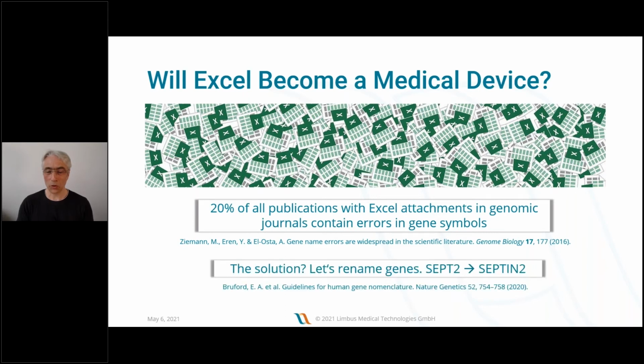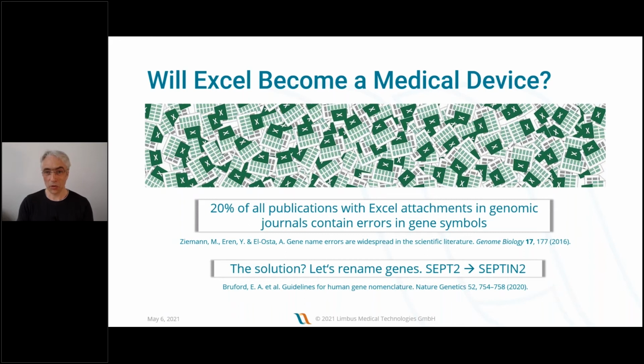And what is the solution that we have in the year 2020 for this problem? Well, HGNC decided to rename genes. For example, the gene SEP2 is now called Septin2, just for the purpose that Excel does not convert the string SEP2 into the date September 2nd.